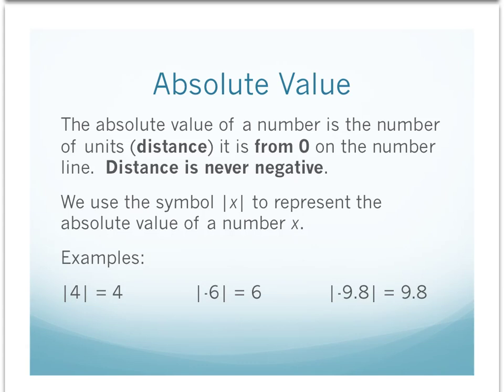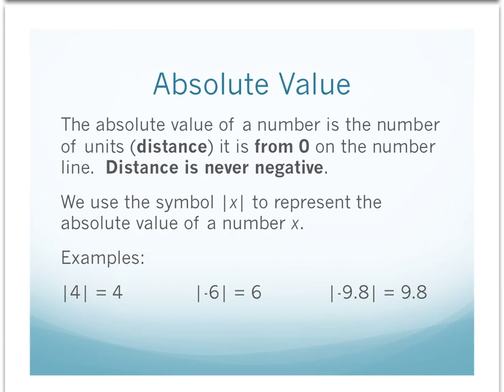I like to think of traveling to a town. Say you go to Fairmont, it's about 20 miles away. When you come back to Blue Earth, it is not negative 20 miles, it is 20 more miles, because distance traveled is never negative. We use the symbol, these straight lines around x, to represent the absolute value of the number x.